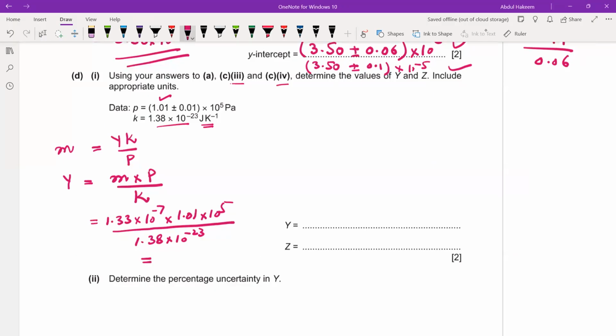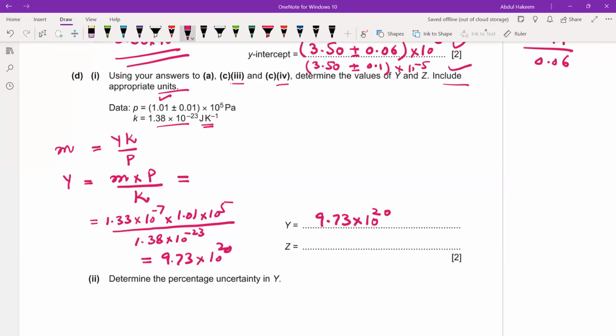So the answer is coming 9.73 into 10 power 20. So we will write the value here, 9.73 times 10 power 20. But the question is, include the unit.